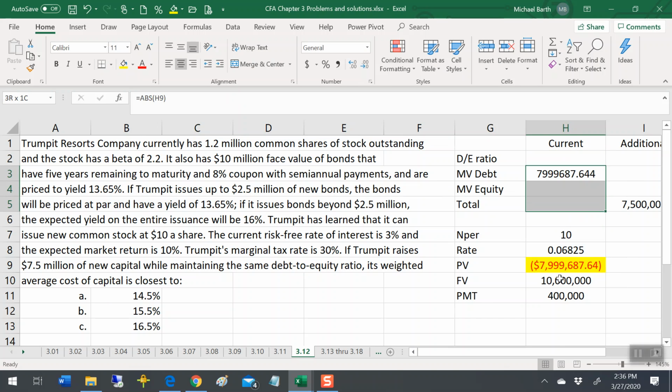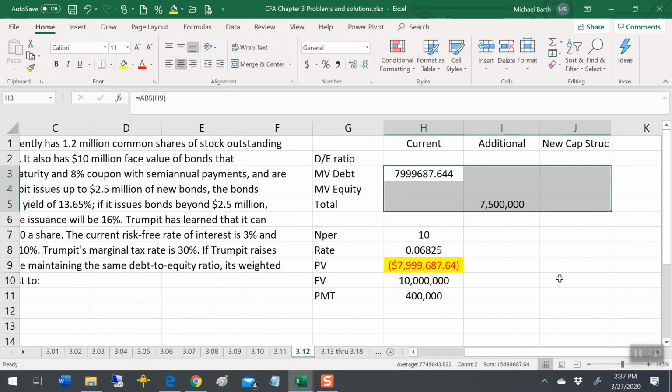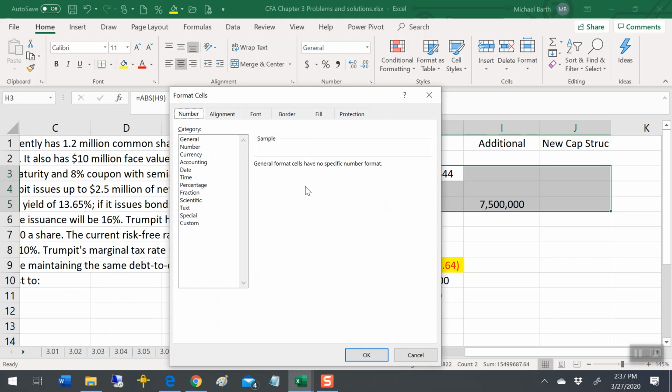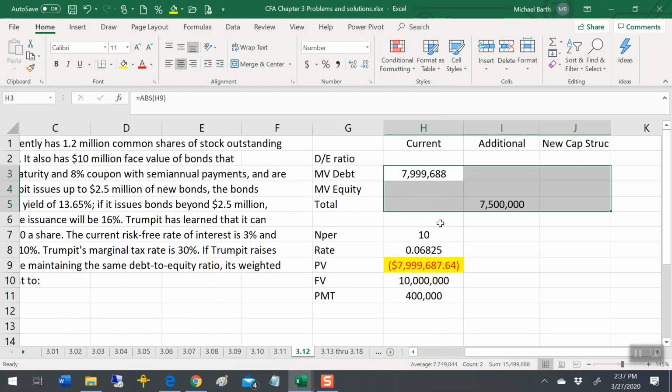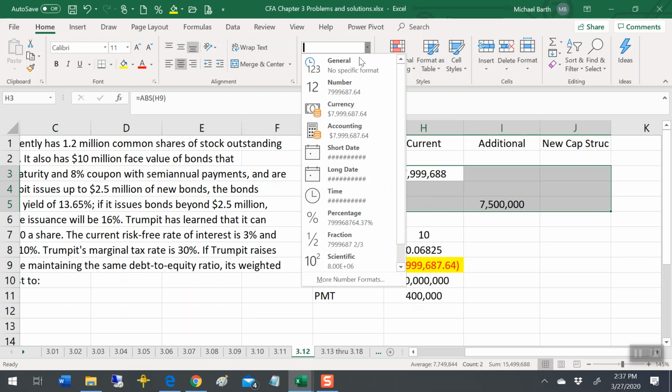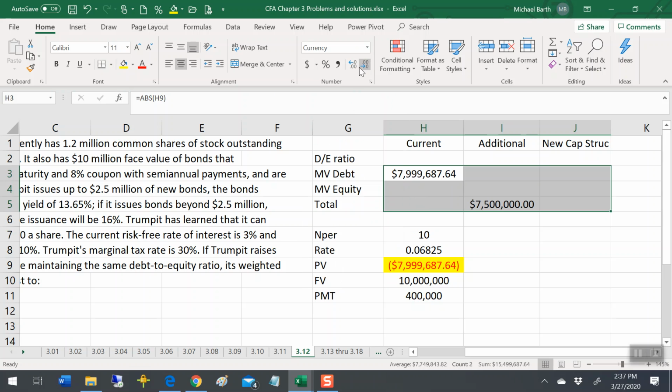Let me pretty all this up so it doesn't look near as ugly. I'll just make it currency and no decimal places. All right.